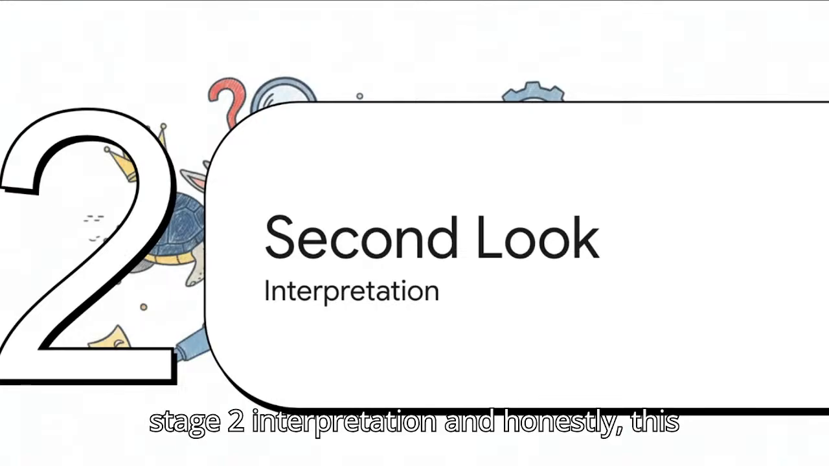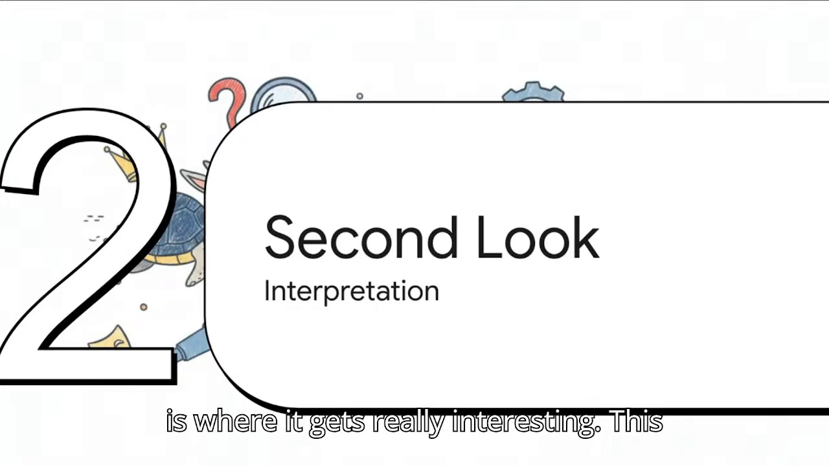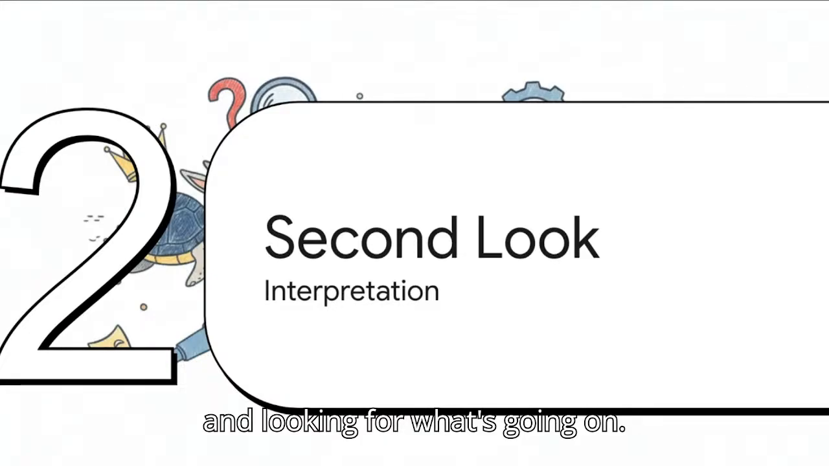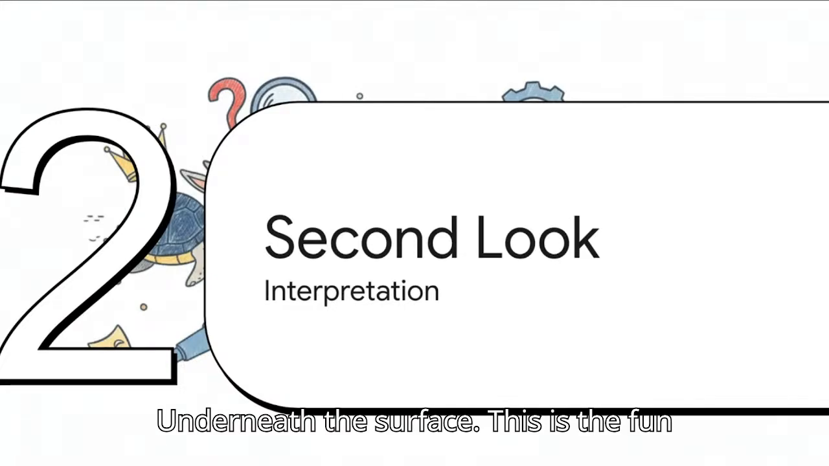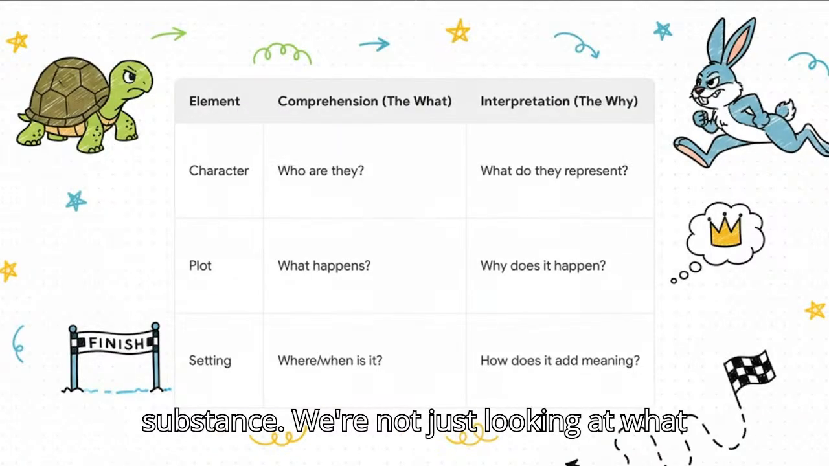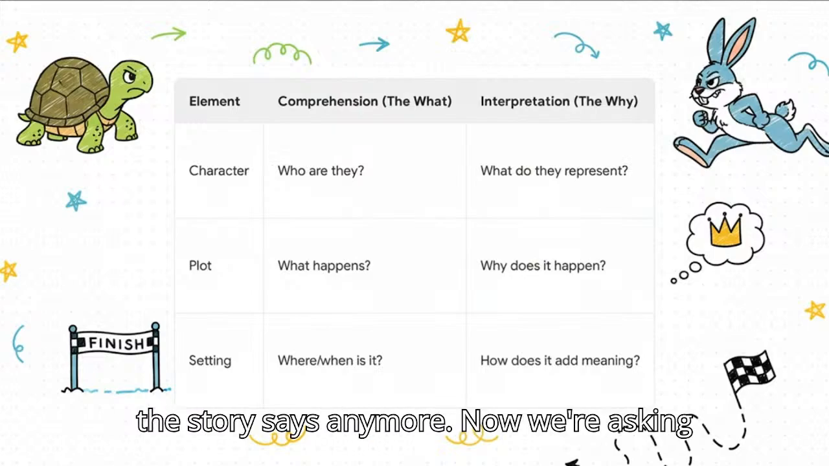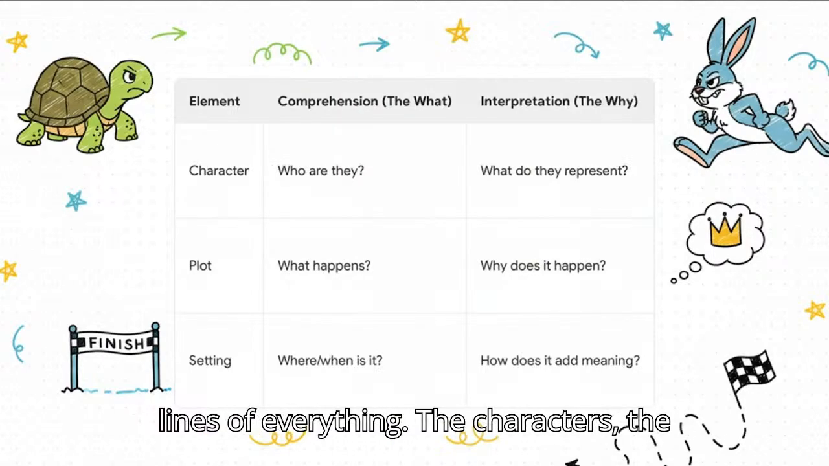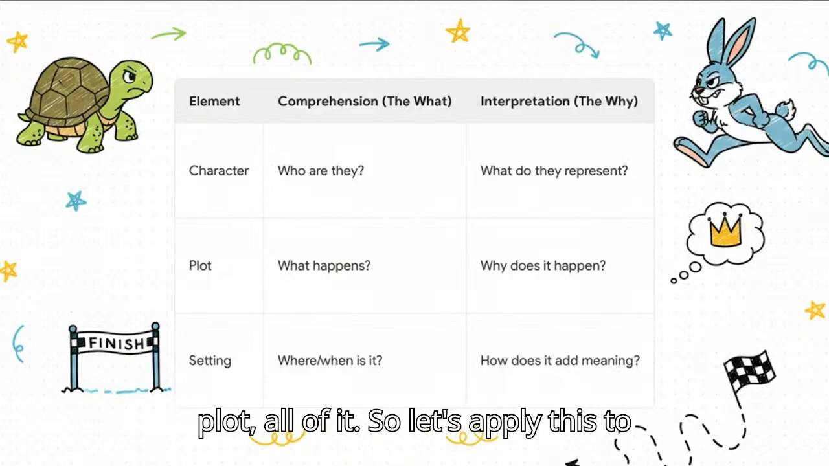Okay, so we've got the what totally locked down. Now we move on to stage 2, interpretation. And honestly, this is where it gets really interesting. This is where we start peeling back the layers and looking for what's going on underneath the surface. This is the fun part. Think of it like this. We're shifting from the surface to the substance. We're not just looking at what the story says anymore. Now we're asking what it means. We're reading between the lines of everything, the characters, the plot, all of it.